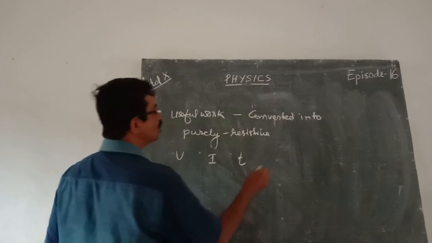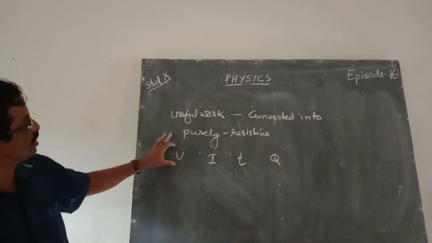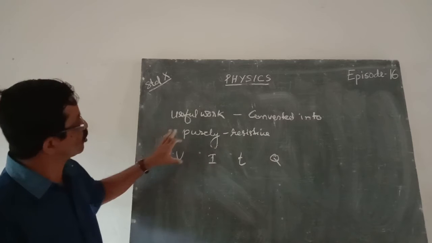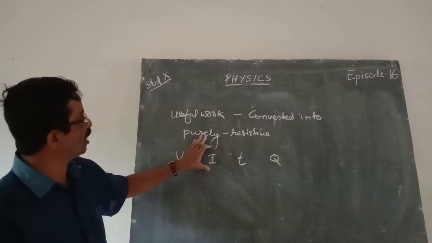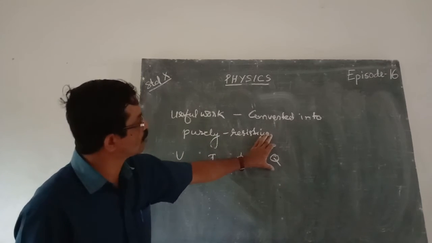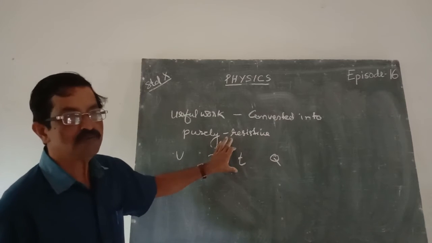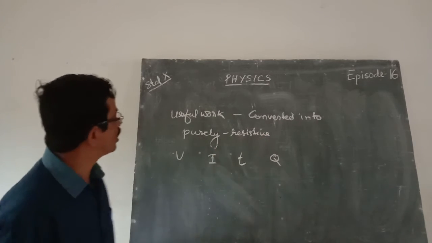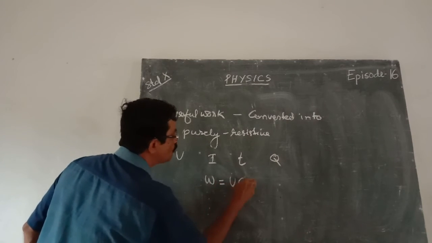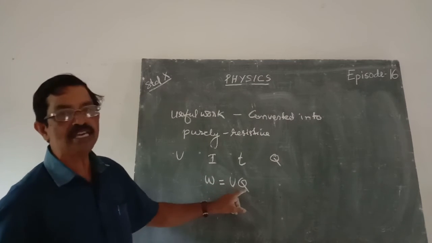Then the charge flowing through the circuit is Q. Under a potential difference of V, the current through the circuit is I, and the charge Q flows through the circuit in time t. Then the amount of work done in the circuit, W, is equal to VQ.